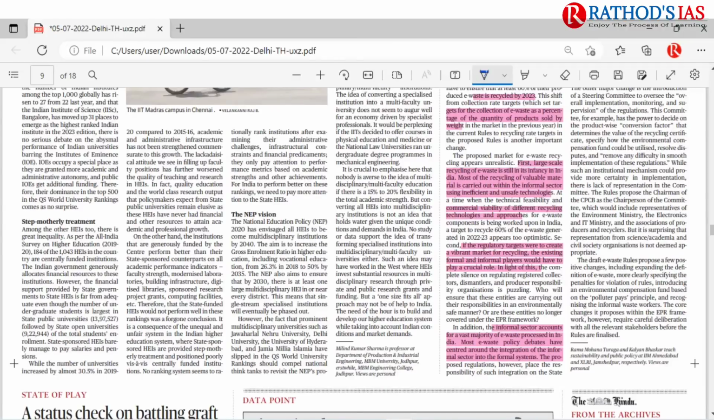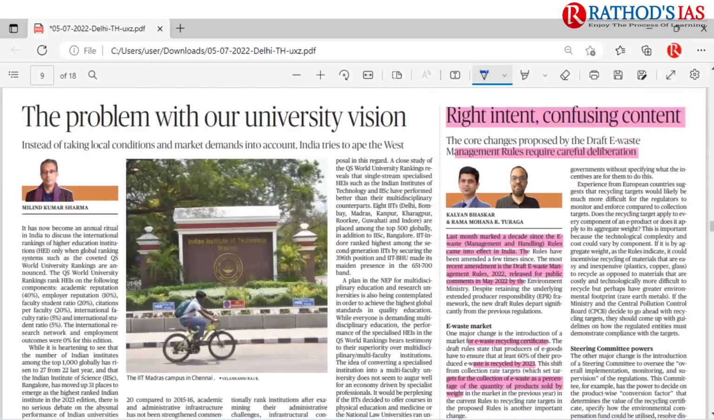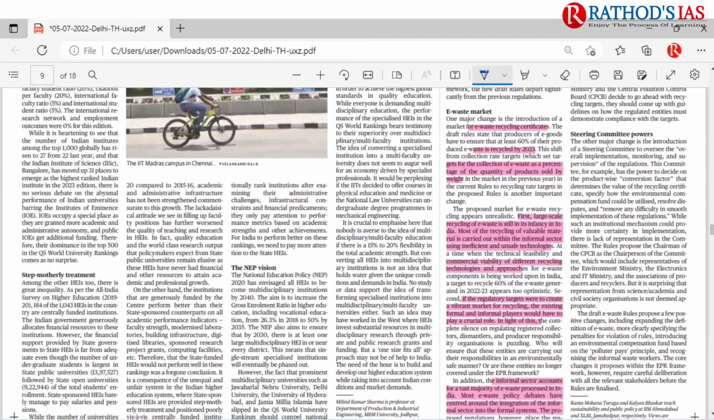Most of the recycling of valuable materials is carried out within the informal sector, and they are using inefficient and unsafe technologies. So it is not at all feasible. This is the first important problem. If we go for proper recycling, we can create a vibrant market of recycling, but we are not taking many steps here. The informal sector accounts for the vast majority of e-waste processed in India, and the e-waste policy debates that. So we need to go for integration of the informal sector into the formal sector, such that we can go for issuing proper regulations, etc. This is about this topic.